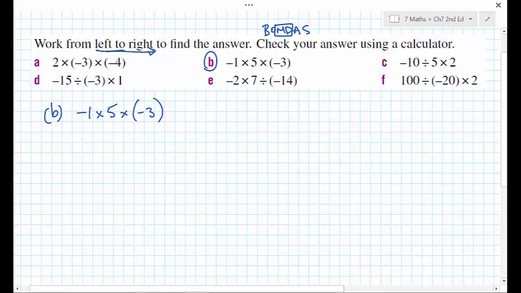Okay, so what we'll do here is we'll have a look and we'll think, okay, first of all, what I need to be doing is I need to be thinking of this as a negative number times a positive number will give me a negative answer, right? And so I put a negative there, and then basically 1 times 5 will give me 5. I then still multiply that by -3.